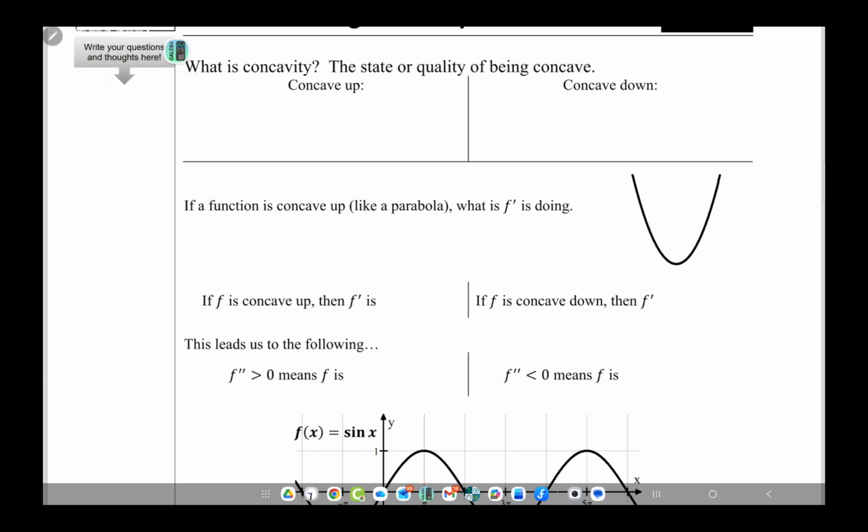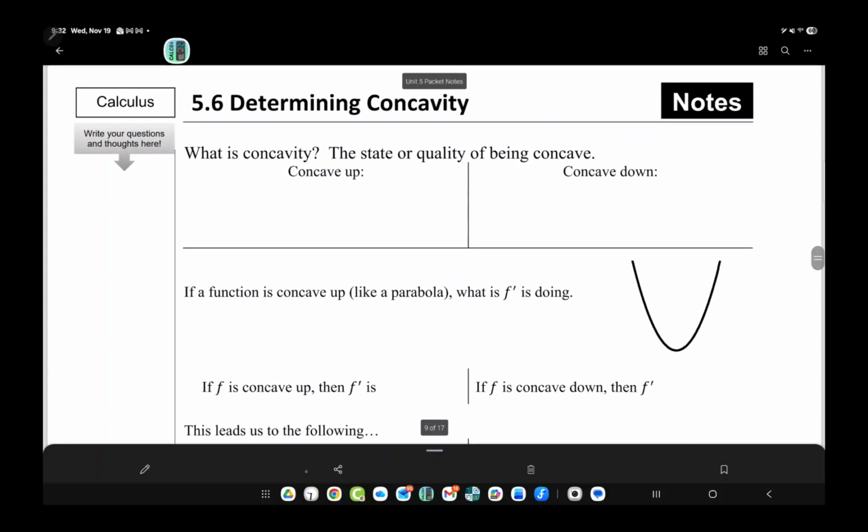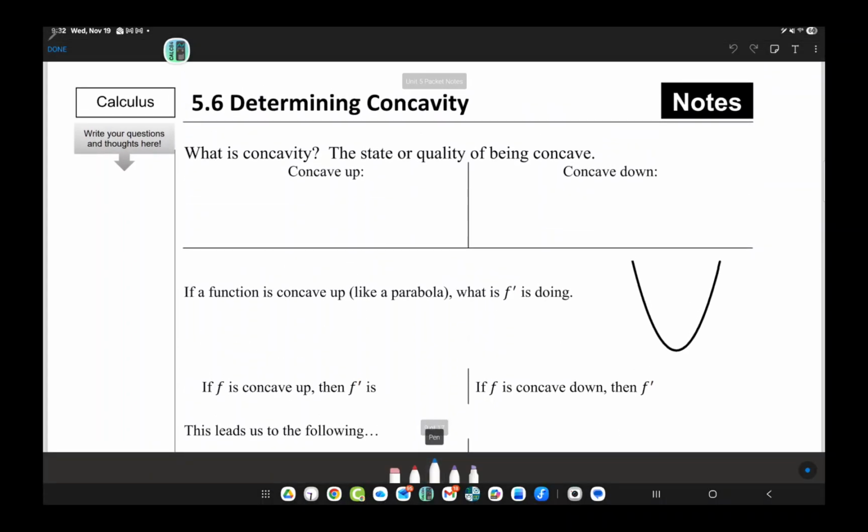All right. So, what is concavity? You can have concave up or you can have concave down. Basically, where the function opens up towards is concave up or concave down.